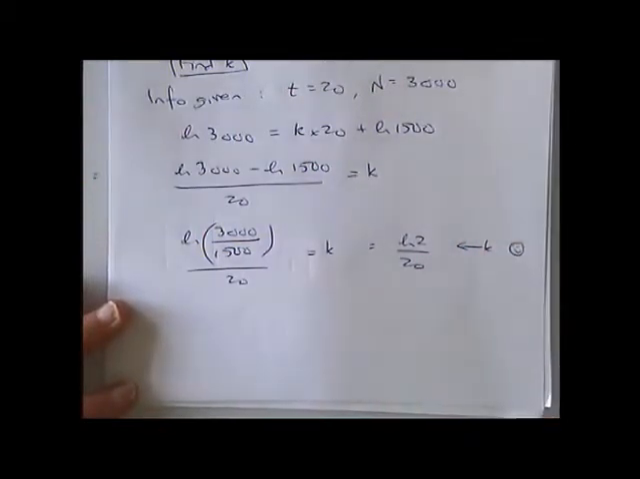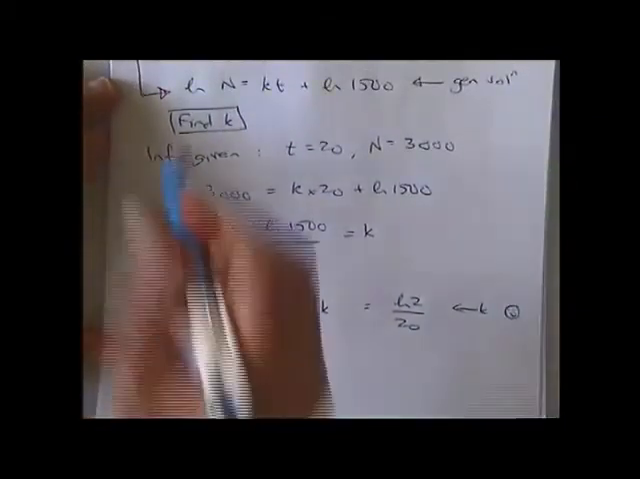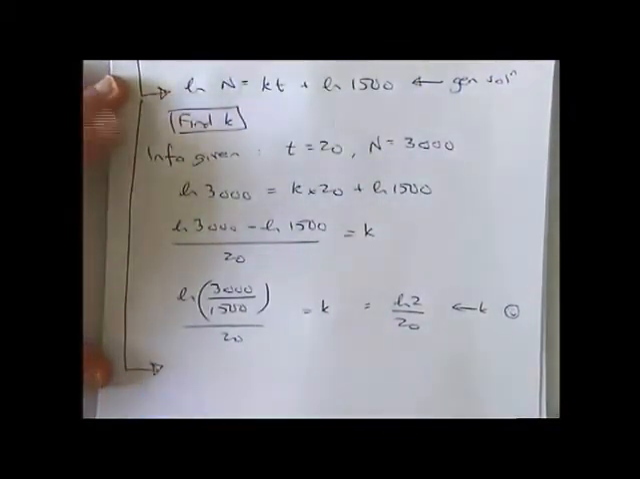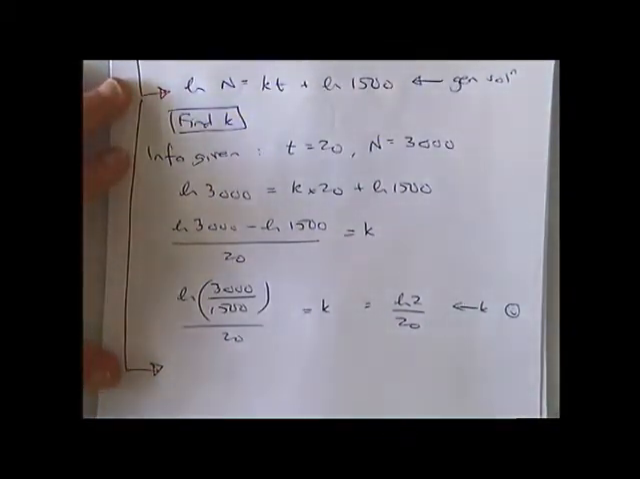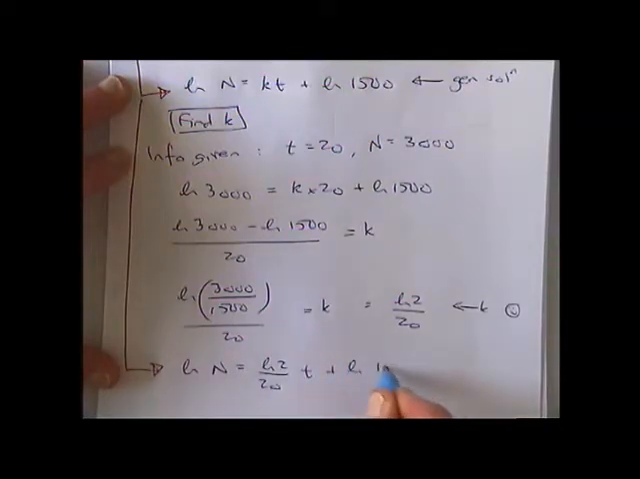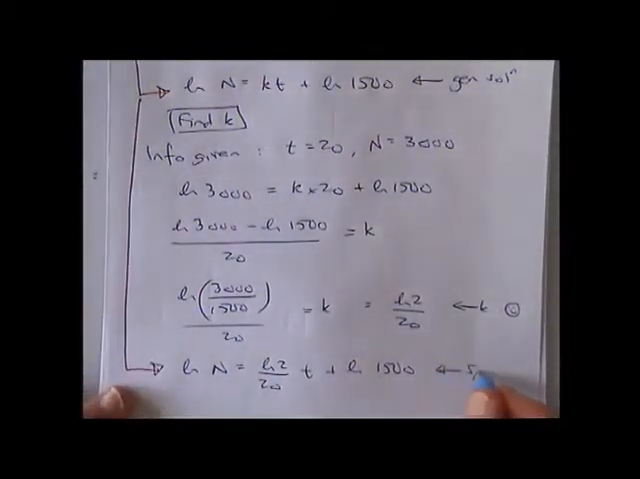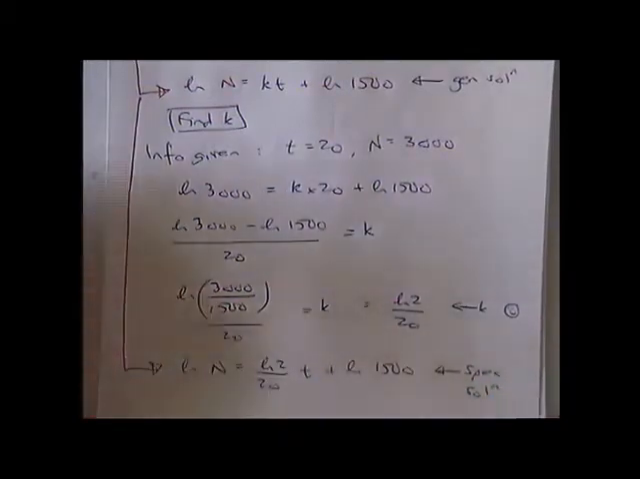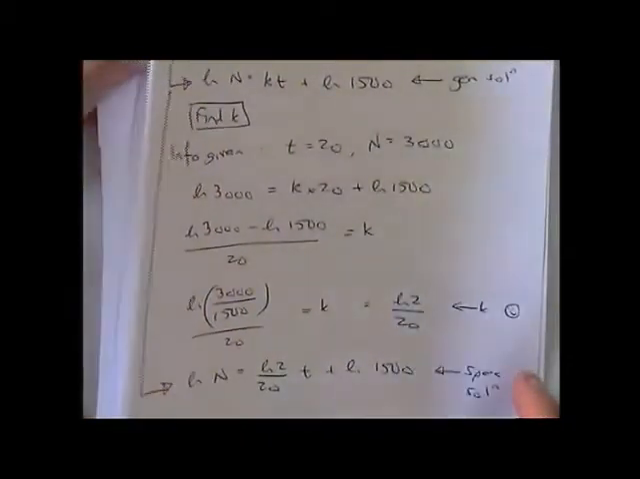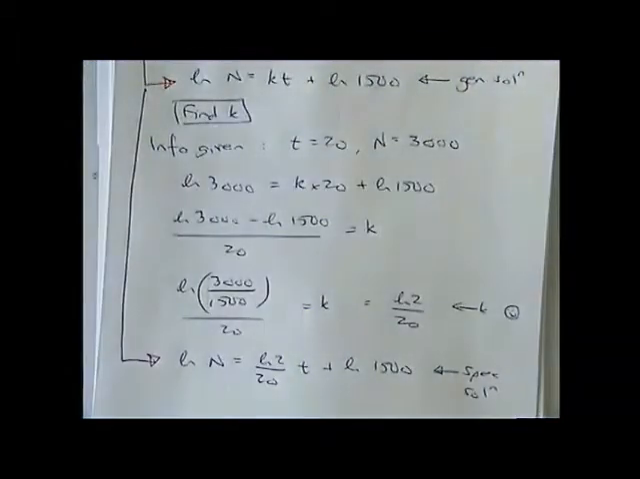I'm happy again. So I go back to my general solution at the top of the board and I rewrite it yet again. But now I can write it without any k's in. So I get log of n equals kt plus log of 1500. So now what have I got? Specific. I have my specific solution.